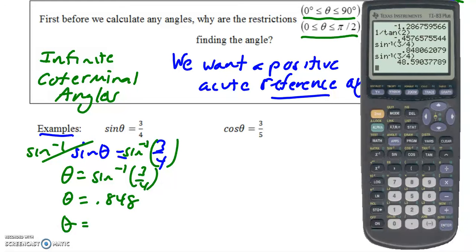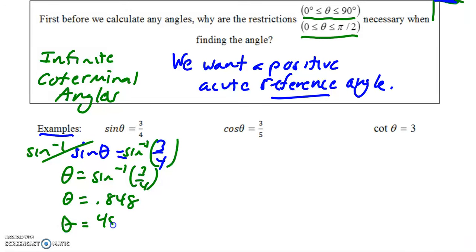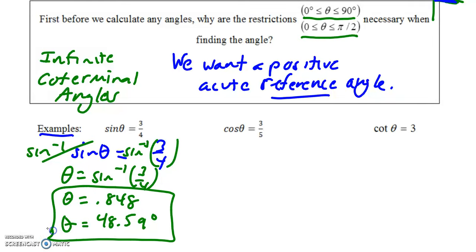So if you press enter again, now you have 48.59 degrees. So these are the answers to my two angles, in radians first and then degrees.